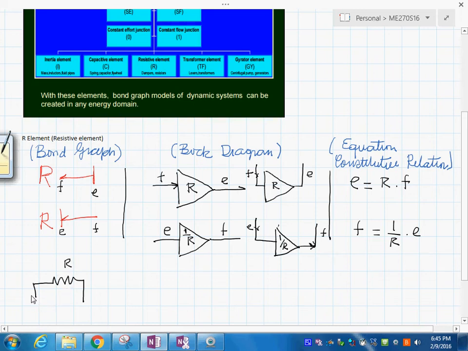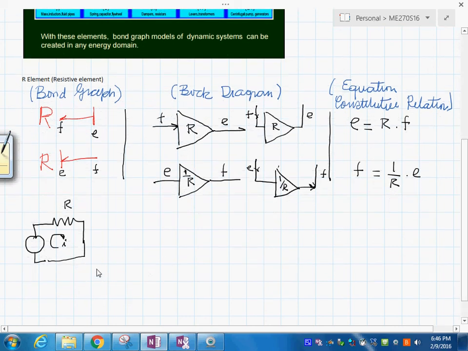On the mechanical domain, if you have a damper like this, and you apply the forces in here, you will know that F is equal to the value of the damper times the velocity. This is the value of the damper.